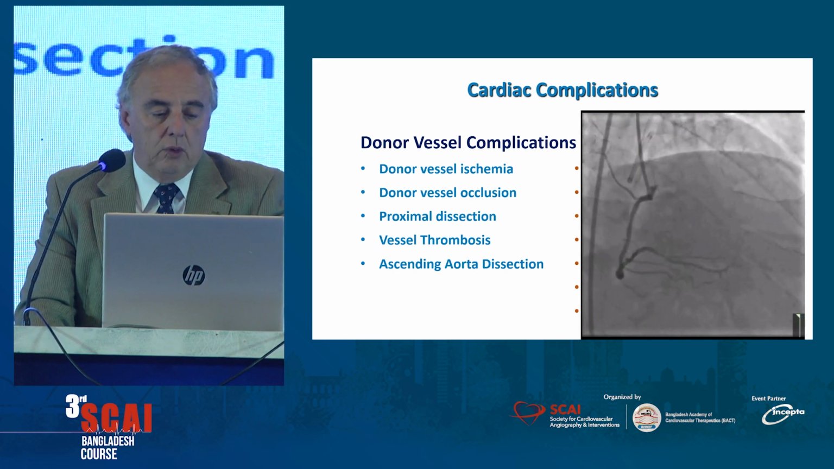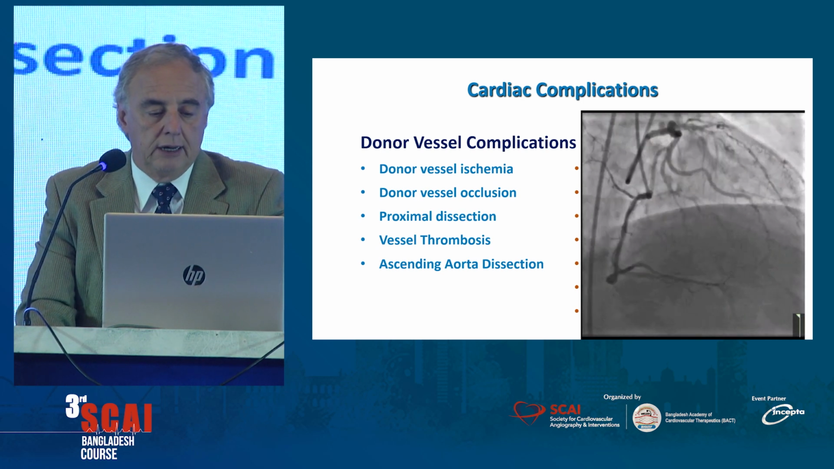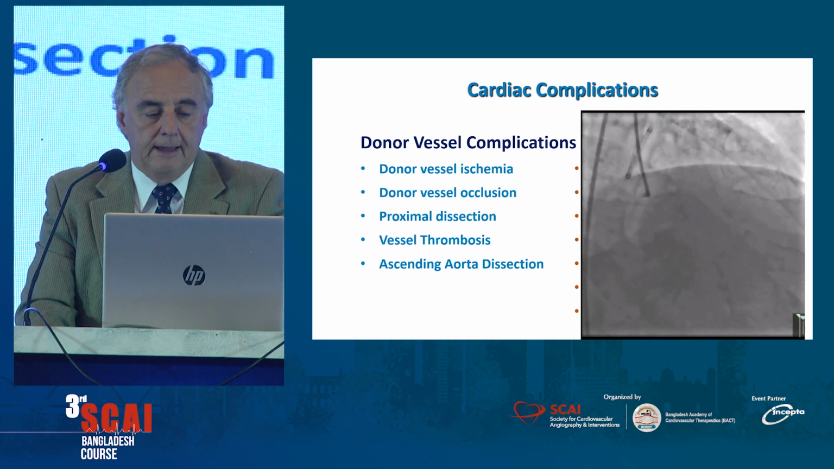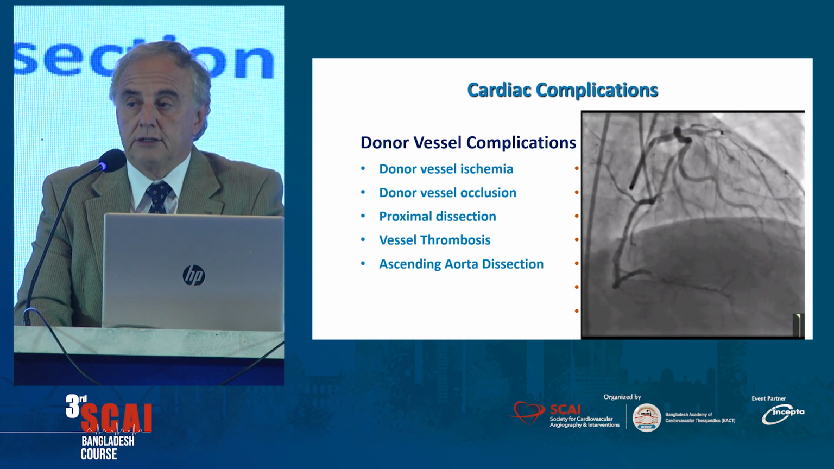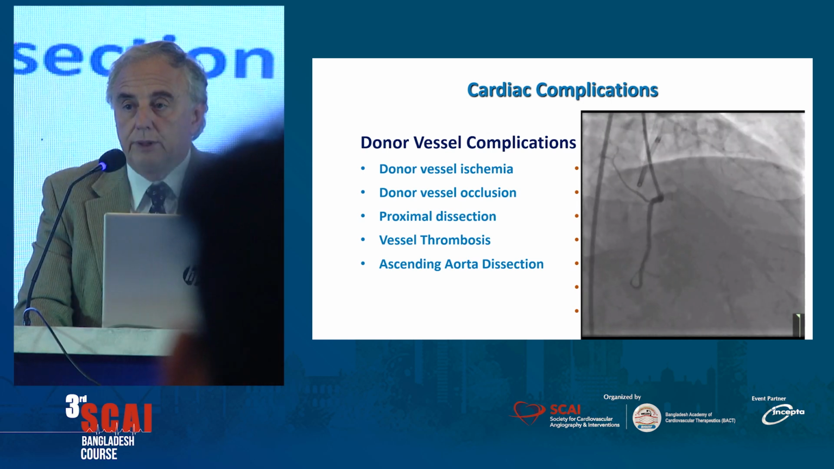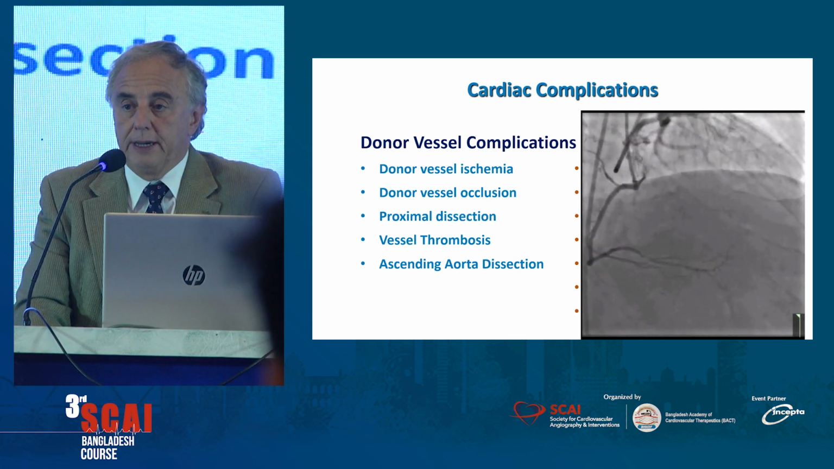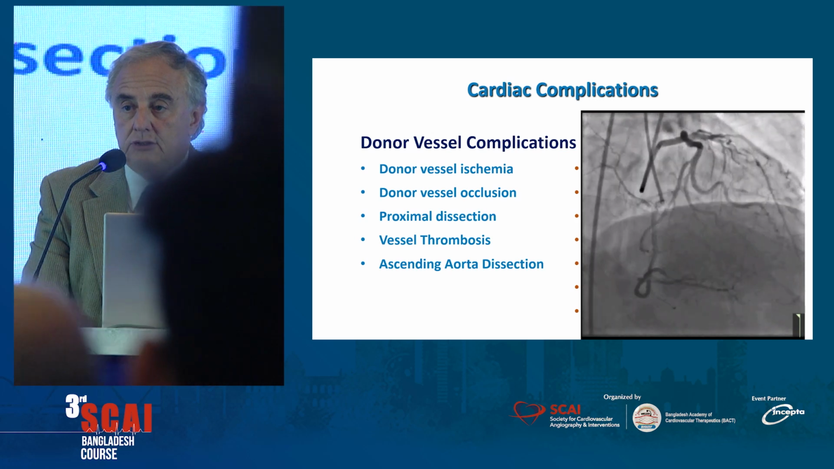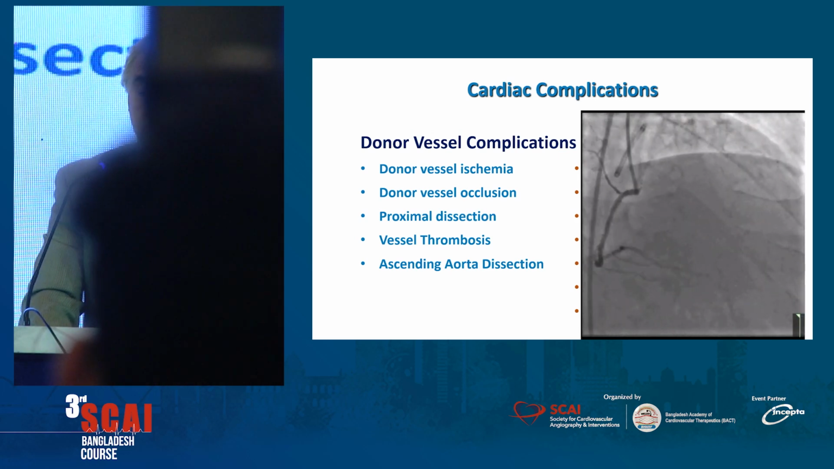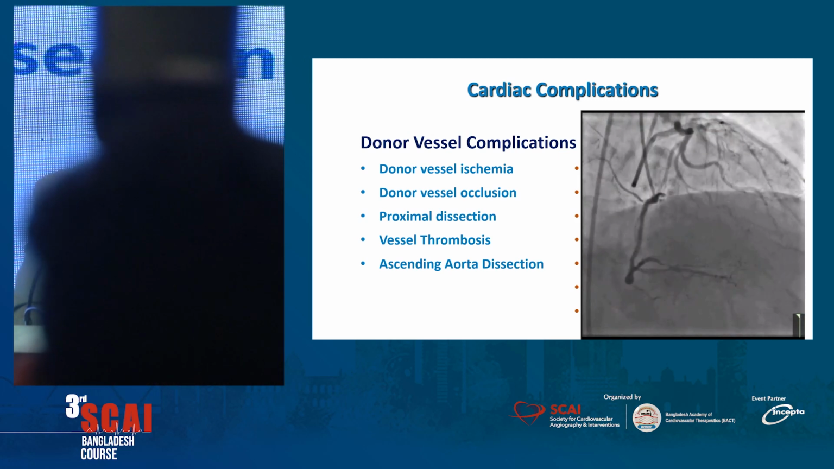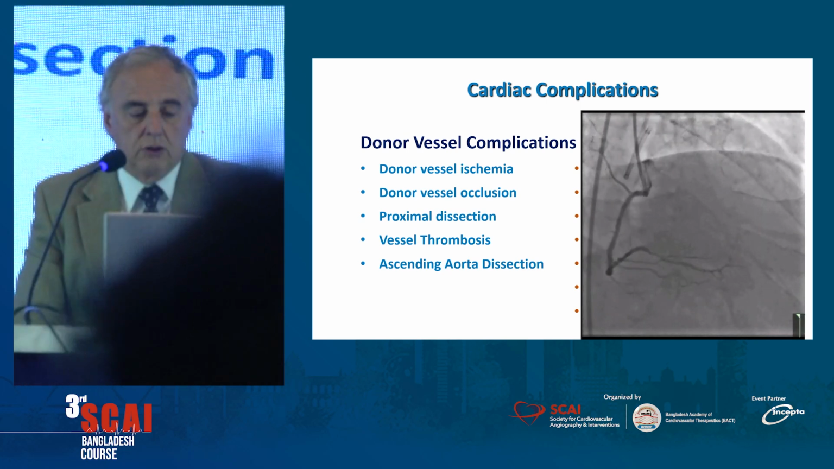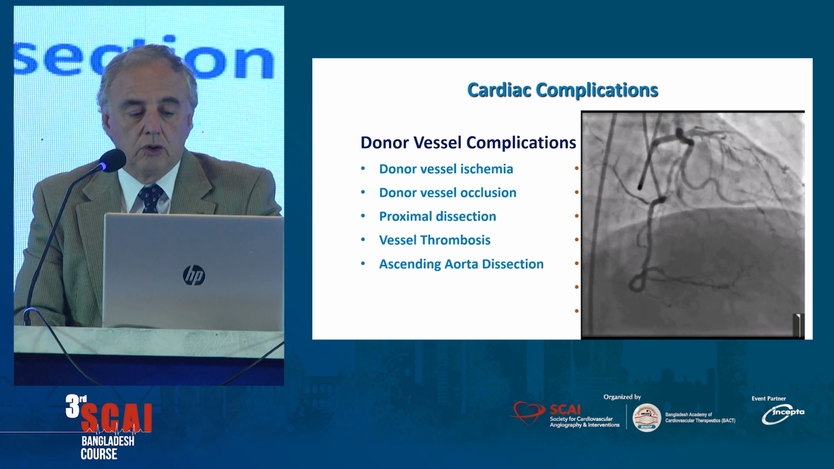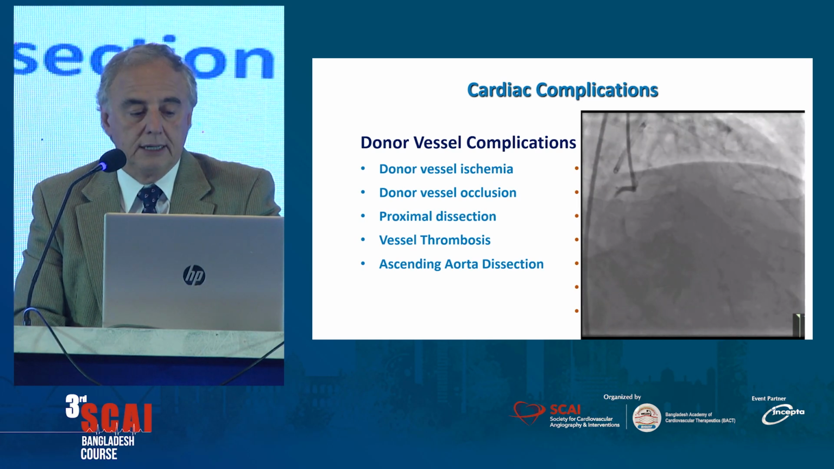So cardiac complications, and here is where we have the most. So we can have donor vessel complications, and the donor vessel can be a very important source of collaterals, and therefore you have to pay attention, because if you are not paying attention and the guiding catheter gets too deep in it, it will produce ischemia, so pay attention to that. It can have complications like donor vessel occlusion, dissection, or thrombosis, so again, you have to pay attention.